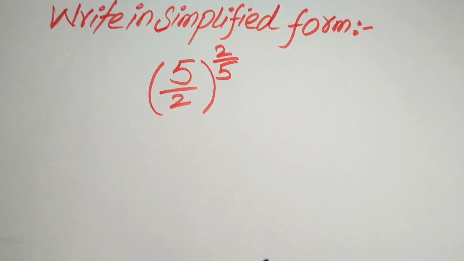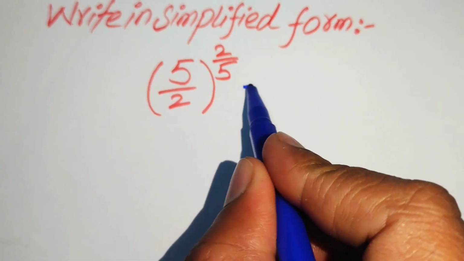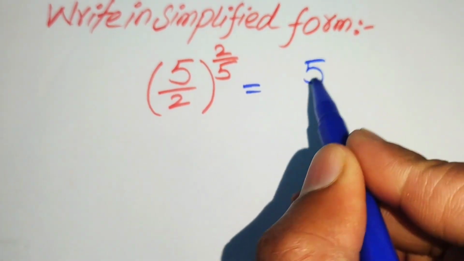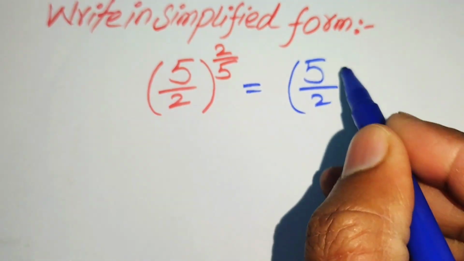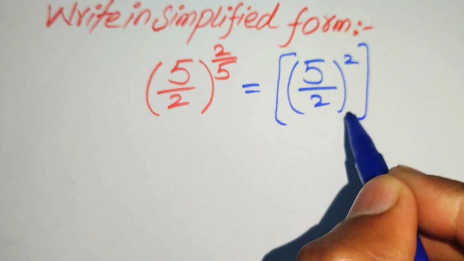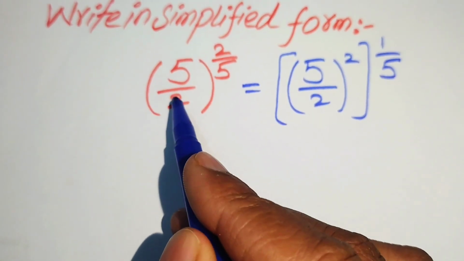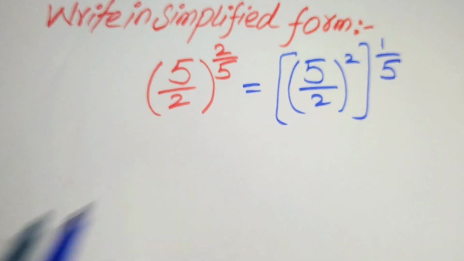So the very first step we are going to do is, first we break its exponent and we write this 2 over 5 in this form: 5 over 2 squared, and its whole power is 1 over 5. We move this 2 inside the term and we have 1 over 5 only.